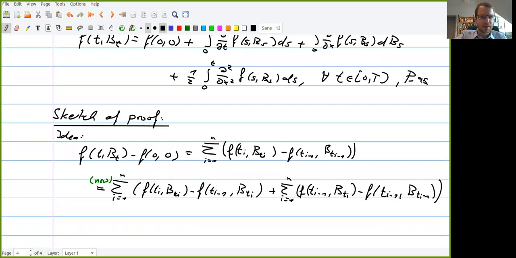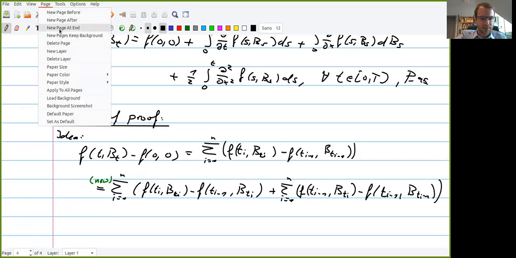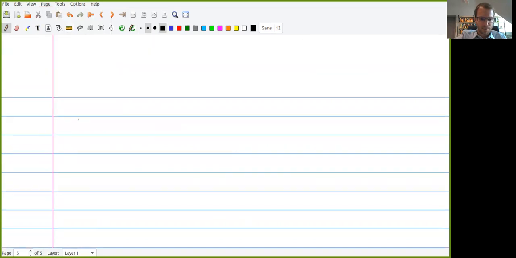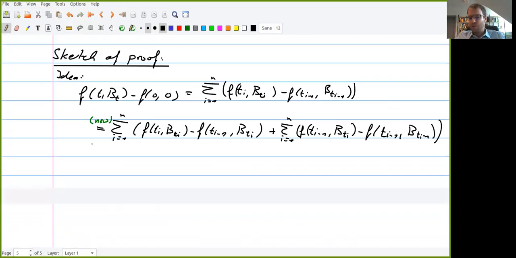I'm running out of space. And what we do now is we do a first order Taylor expansion of the first term, and we do a second order Taylor expansion of the second term. So let's do the first term. We keep here our sum of the first term's Taylor expansion in time. So what we have here is the derivative in time.